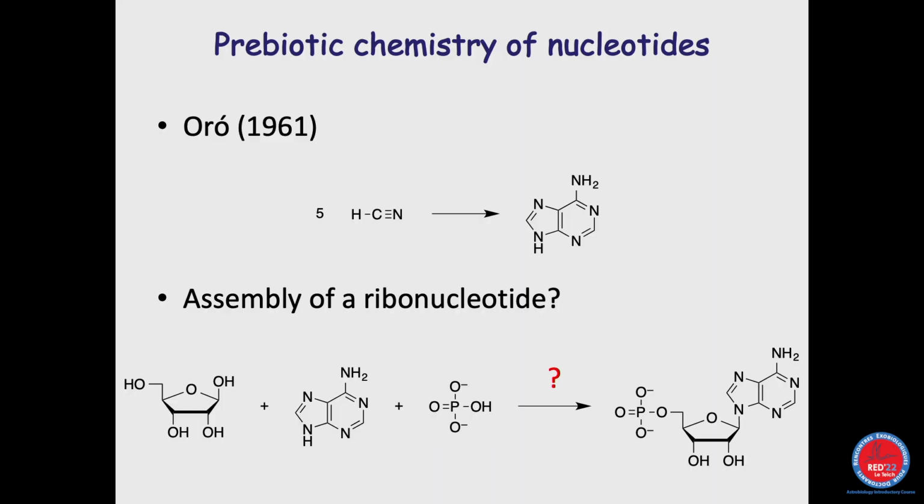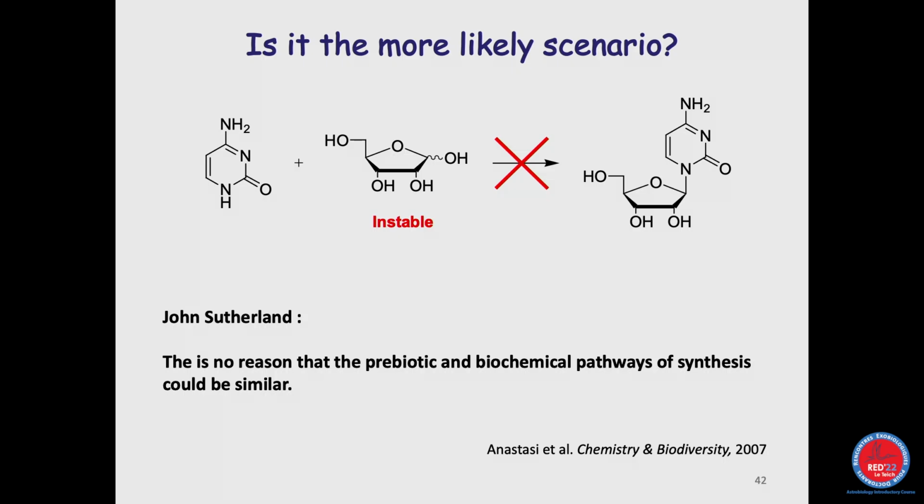The first one was by Oró in 1961, who synthesized adenine by polymerizing hydrogen cyanide. However, it's quite difficult to imagine obtaining a ribonucleotide from the building blocks like ribose, adenine and phosphate to get this AMP, which is adenosine monophosphate, one of the monomers of nucleic acid. And in fact, the question is, is trying to form a nucleotide just by adding the three building blocks the good solution?